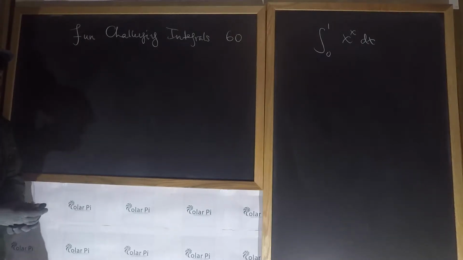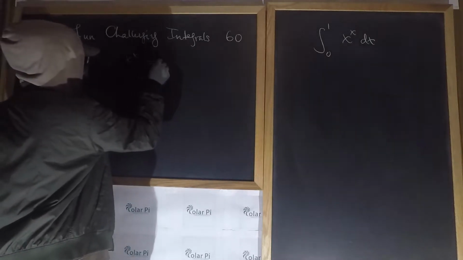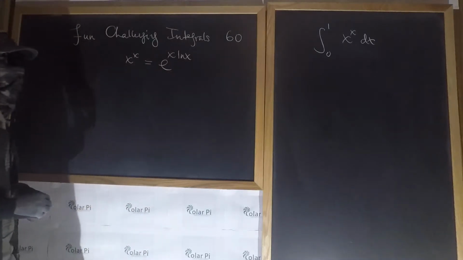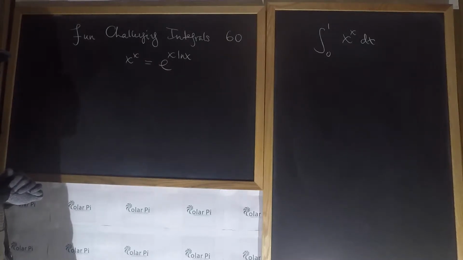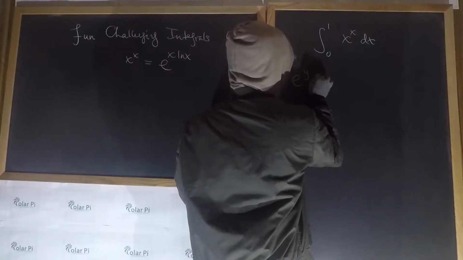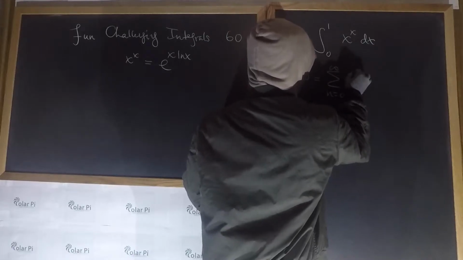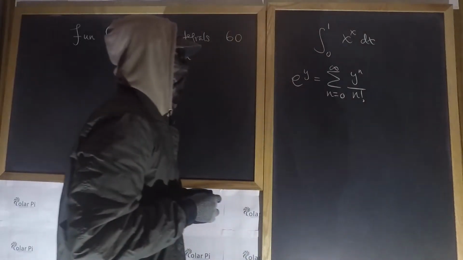To start, notice that x to the power x is equal to e to the power x times ln of x. And I'm not going to show you the basic algebra details; you should follow. Now, as a series, e to the y is equal to the sum from n equals 0 to infinity of y to the n over n factorial, right?